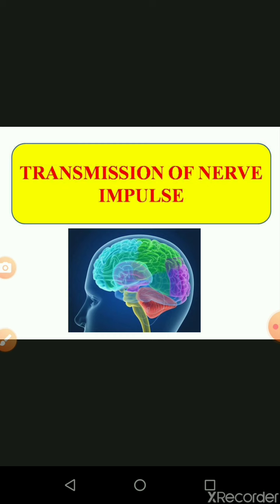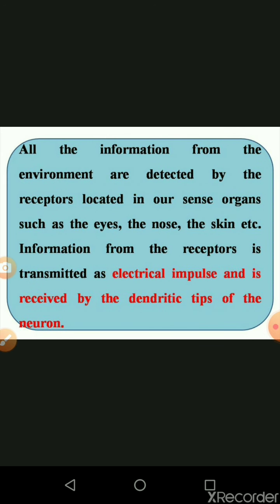So, in continuation, today we are going to see the transmission of nerve impulse. The transmission of nerve impulse means that all the information from the environment is detected by the receptors located in our sense organs. For example, we are seeing this apple, which is sensed by the eyes, and the information is passed on to the brain. The brain has already recorded this is an apple.